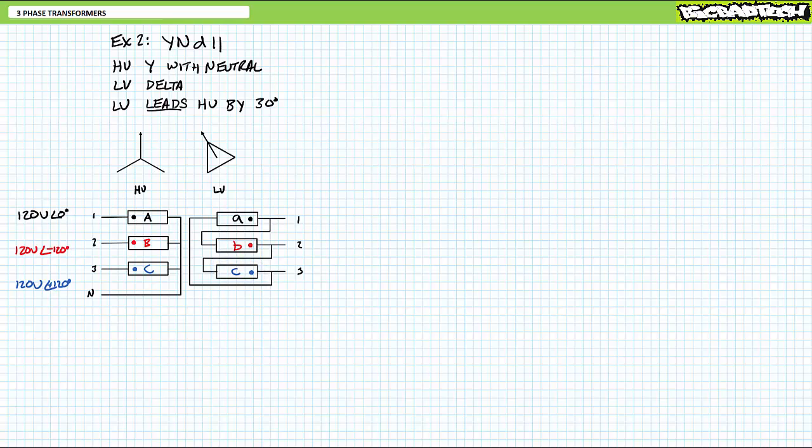Dig what's going on in this configuration? Line-to-line voltage from 1 to 2 is the inverse of b. Line-to-line voltage from 2 to 3 is the inverse of c, and line-to-line voltage from 3 to 1 is the inverse of a. Cunning indeed.